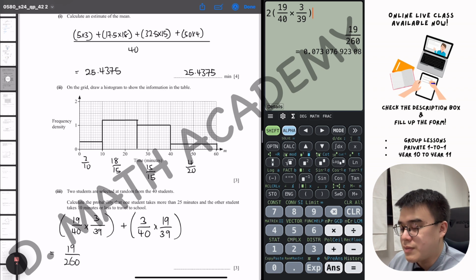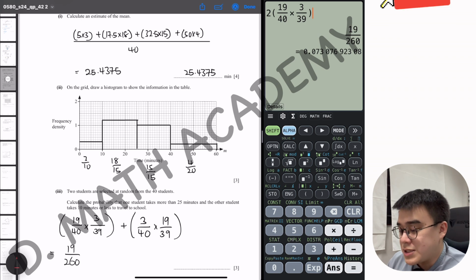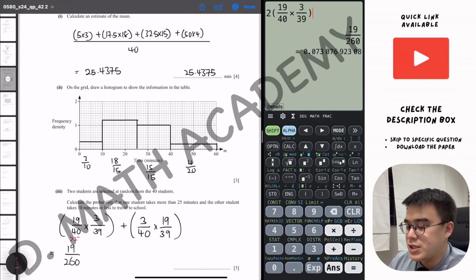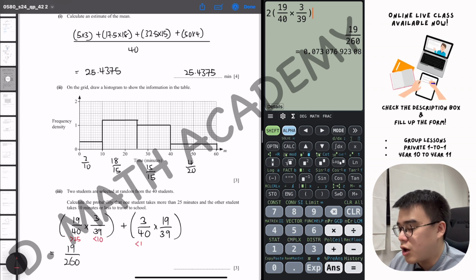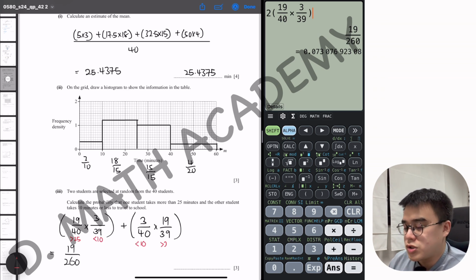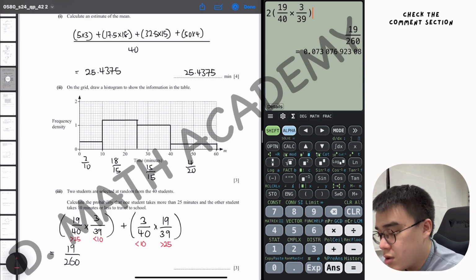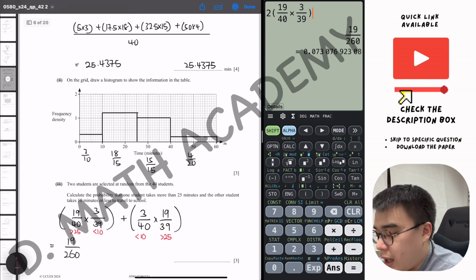Okay, but for the sake of demonstrating it, I will always write it out. Okay, for those who is new here, please take note that the 19 is basically more than 25 and the other one was less than 10. So I'm just listing down all the possibilities here so that I didn't miss out any one of it. So this is for question 3A part 3.